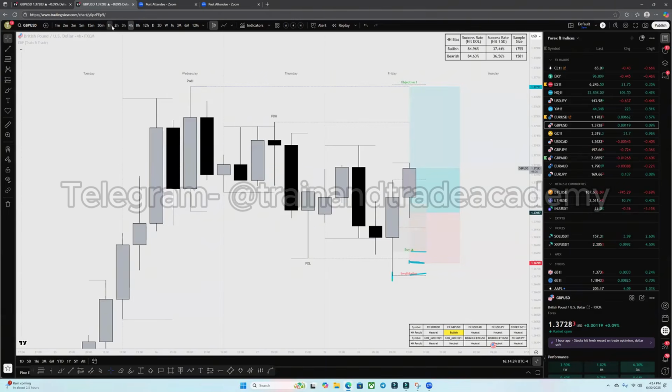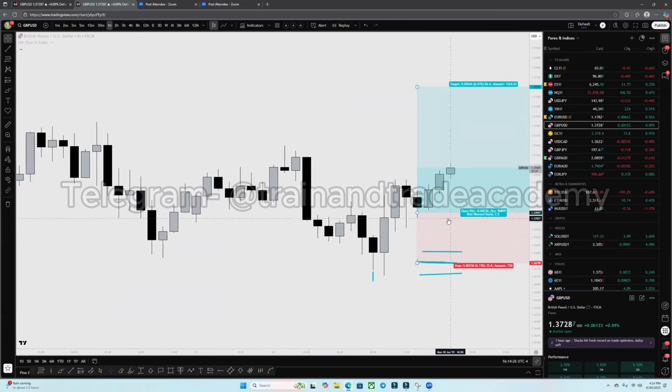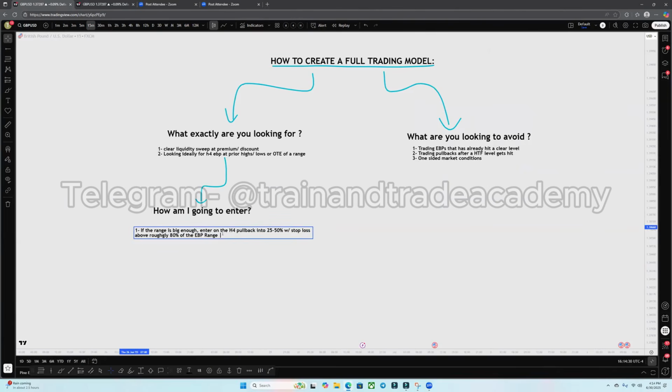Now, another way that you can do it, and I talked about it in the course content, you could just say, hey, if I see an H4 EBP, this is one method. Now let's go to method two. Let's just say you go down to H1 and look for an OTE retrace, order block, or fair value gap. One of the three. That could be your trading model right there. And again, you could have multiple.